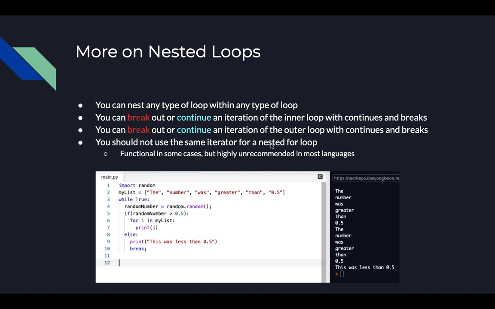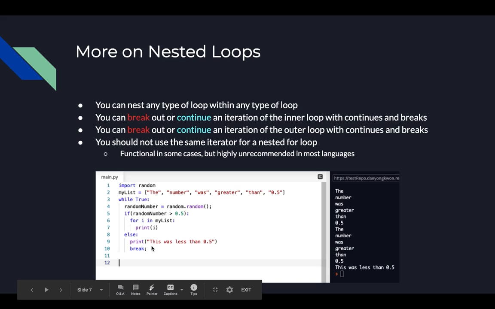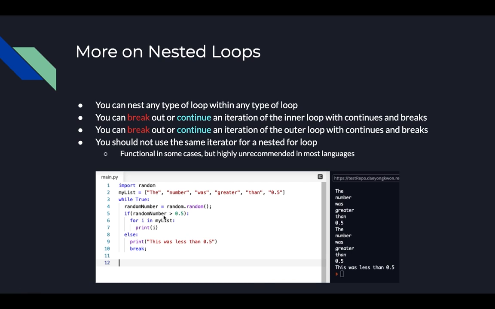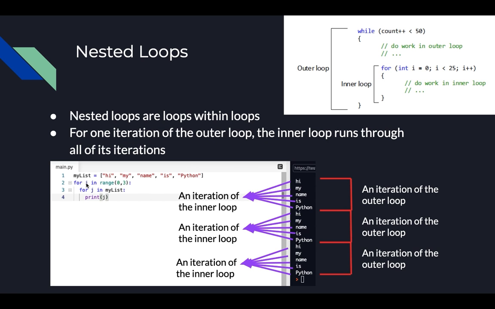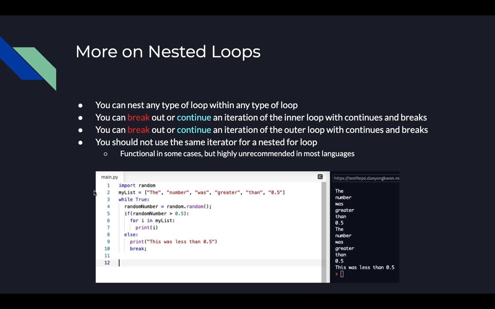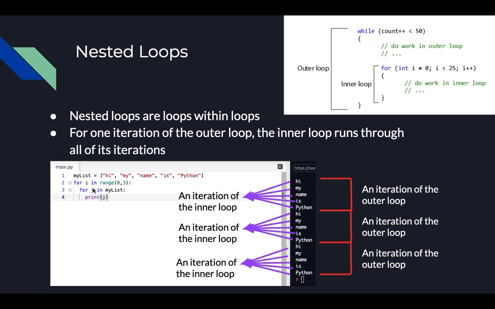And you should not use the same iterator for a nested for loop. It can work for some languages and some loops, but it's highly unrecommended in most languages, including Python. I was taught to not use the same variable for nested loops, right? As you can see on the slide before, I used i here and j here, because if I use i and i, I think it'll still work, but it's just not conventional. There is a real reason why, because sometimes the i changes and it impacts this inner loop.